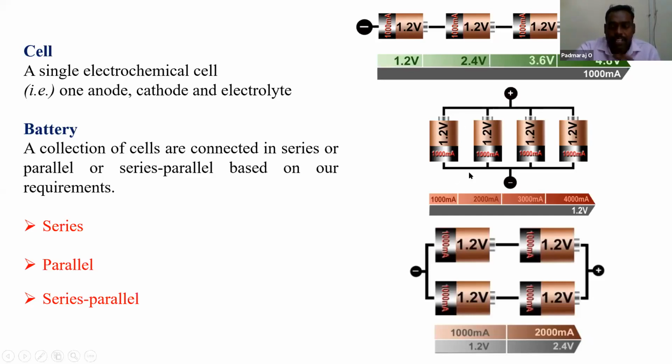Suppose I want to increase the current. Here each battery is 1000 milliamps. Suppose I want 5 amps for my application. Just connect them in parallel. If you connect 5 batteries, what happens? That is 5000 milliamps, that is 5 amps. Understood? So this is the series and parallel combination, increasing the voltage as well as the current.